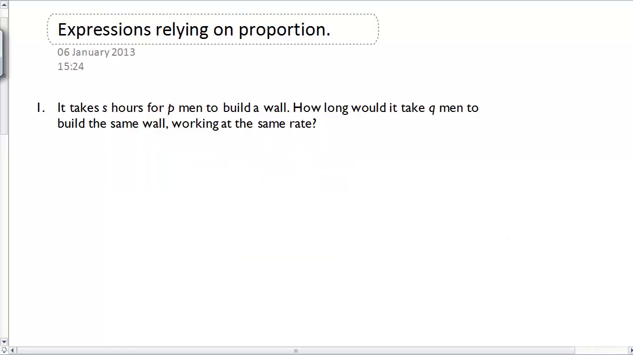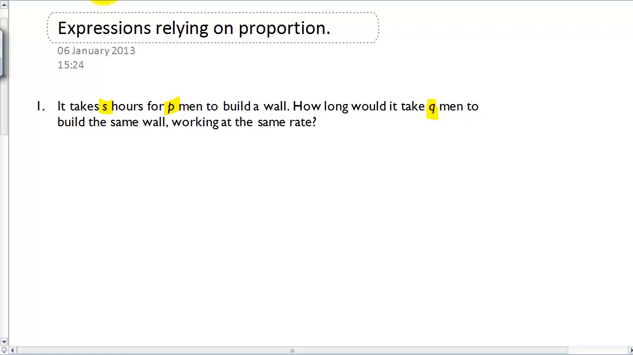Expressions rely on proportion, we just need to be a little bit more careful. Again, let's highlight the information that's important in this question. It takes S hours for P men to build a wall. How long would it take Q men to build the same wall working at the same rate?